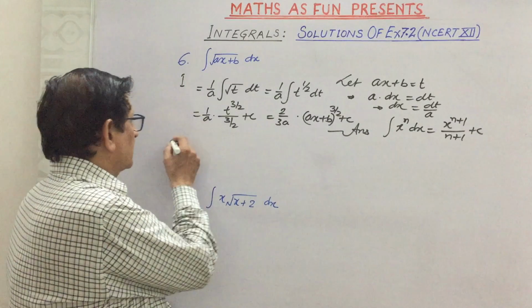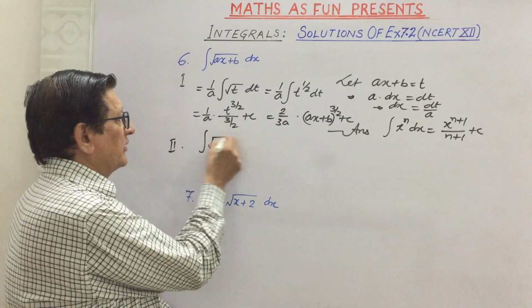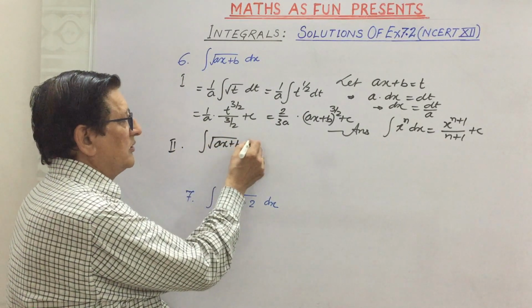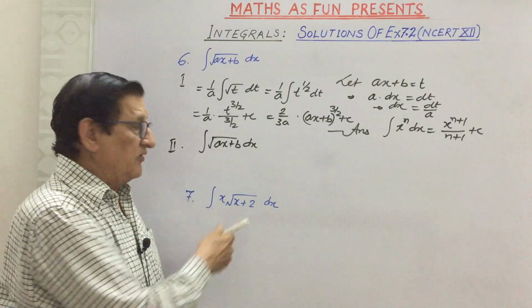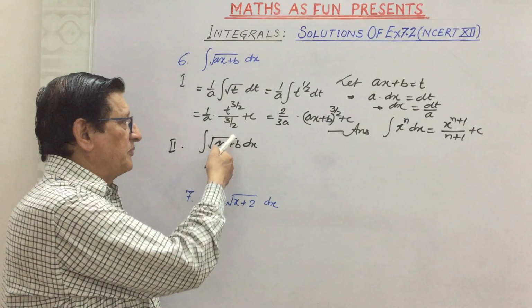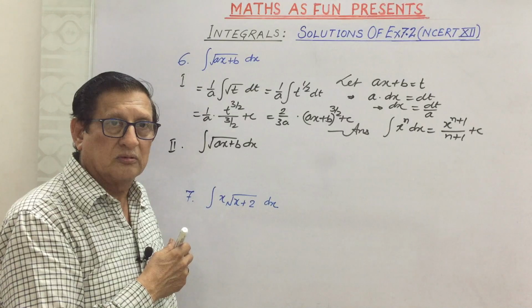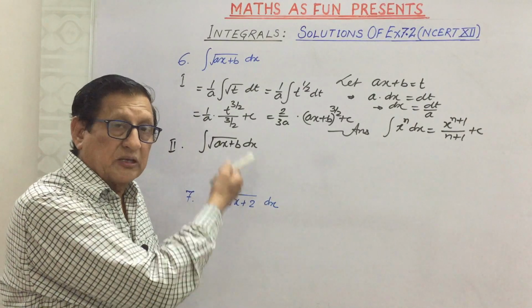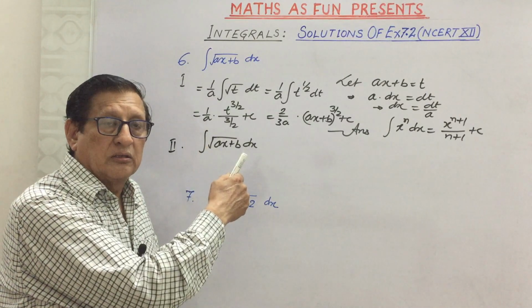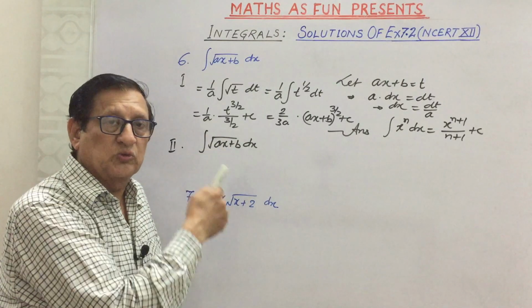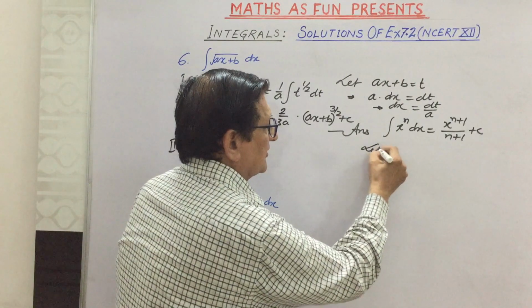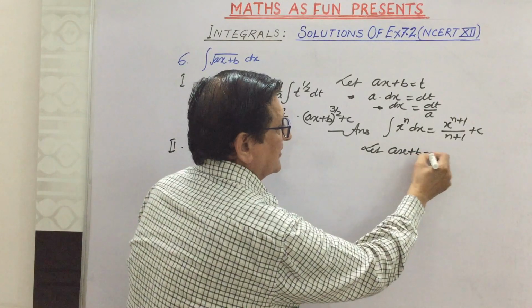In the second method, when we want to integrate root of (ax + b), then we know that this is (ax + b) whole power 1 by 2, the square root of (ax + b). It means the denominator of the power is 2, and hence we can consider ax + b as t square.